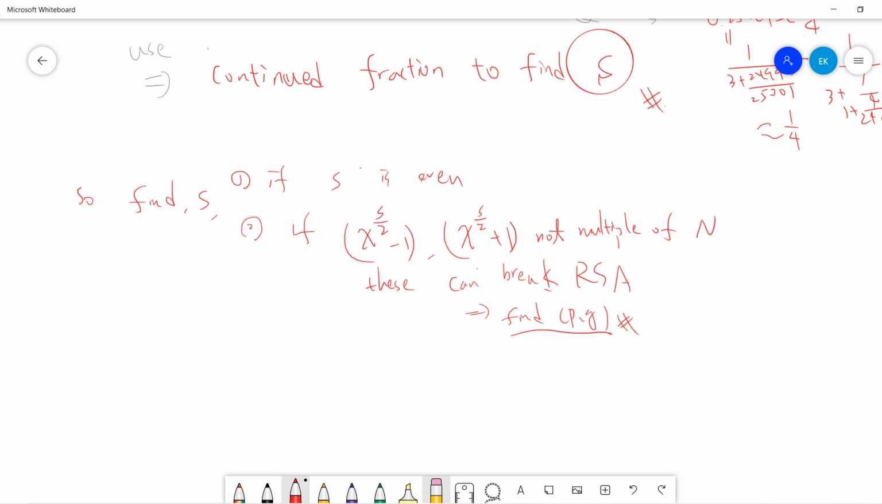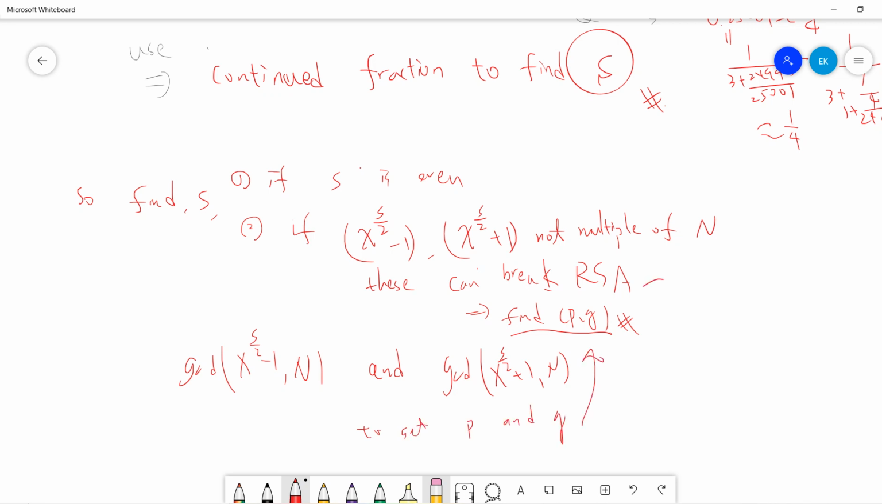Once we find s, suppose we have two conditions. The first one is that s is even, and the second one is that x to the s over 2 plus 1 is not a multiple of N. Then one can just compute the GCD of x to the power s over 2 minus 1 with N, and the GCD of x to the s over 2 plus 1 with N, to get P and Q. Hence, one can break RSA.